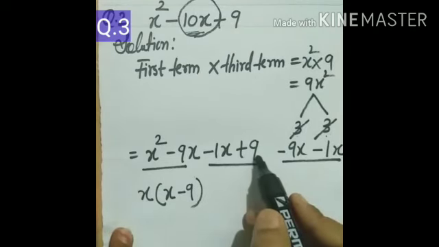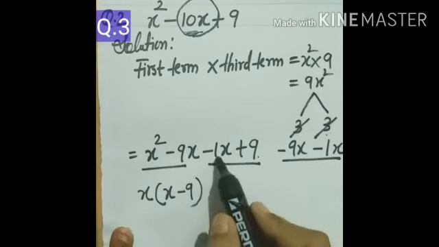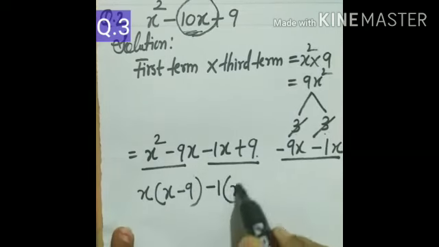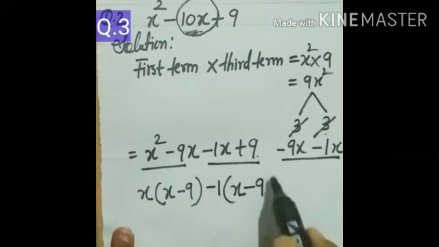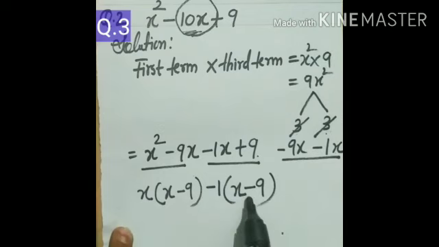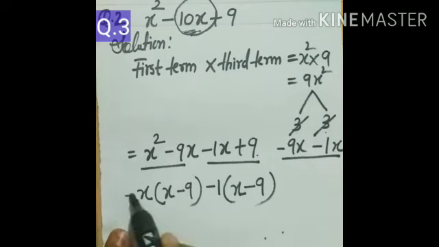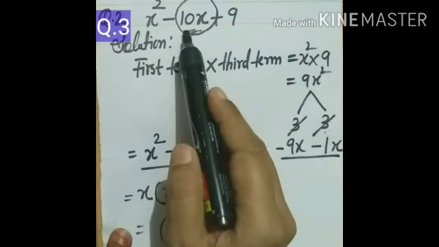Now between these two, children, is anything common there? No. So if nothing common is there, we have to take 1. But here what is the sign? Minus 1. Okay. Now x minus 9. These two brackets, children, you should always get the same. So these two are the same. So I will take 1. X minus 9. And these two terms I'll put in a bracket. Now these two are the factors of this expression, children.